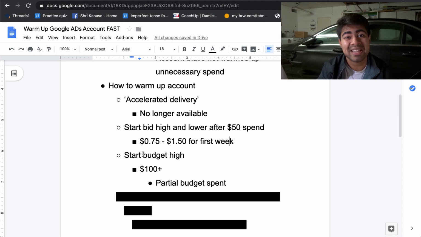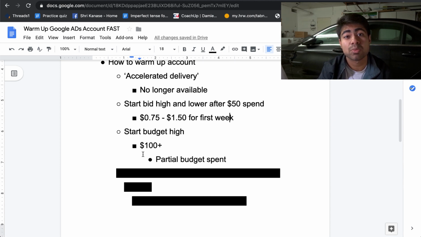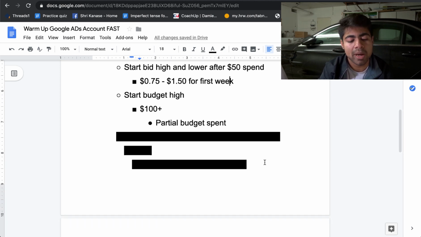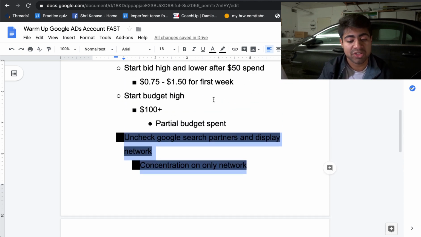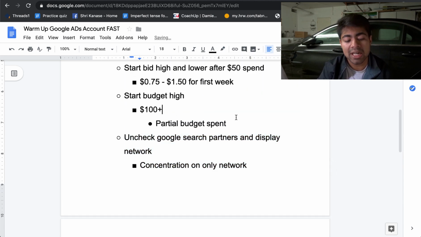So doing both of these things together, especially if you have a good budget, is really a good way to go. But there's one more method which you can definitely do, and another one I'll be going over at the very end. But this third method is that you should uncheck Google Search Partners and Display Network.